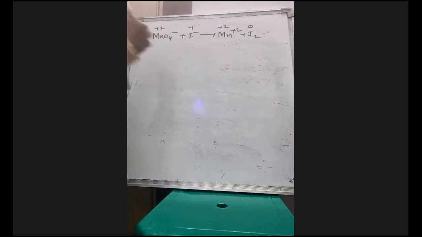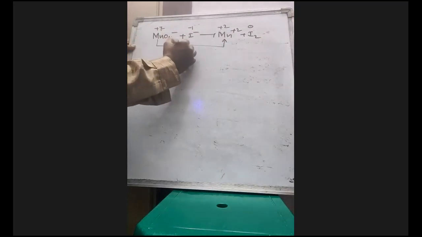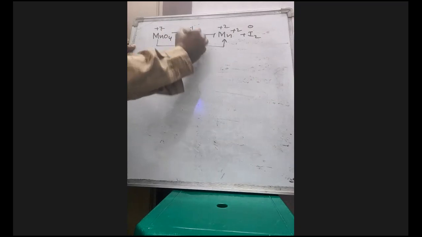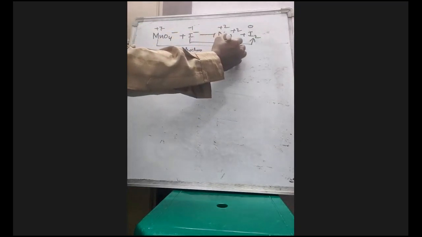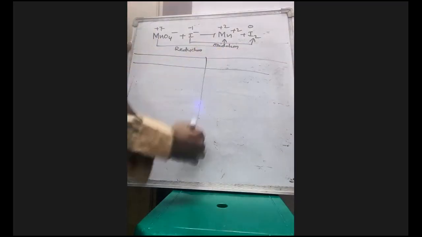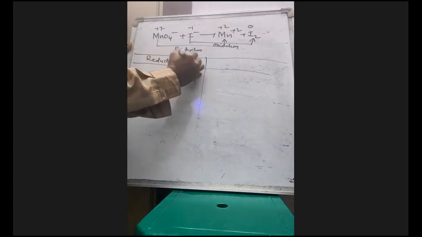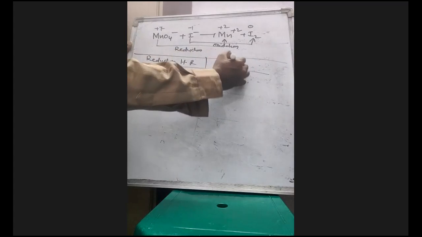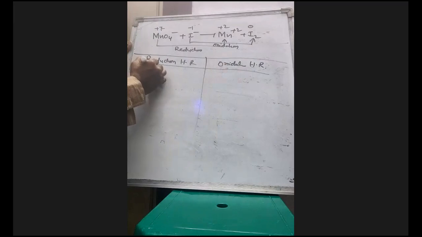Now see what happened. The oxidation state of manganese decreased from plus 7 to plus 2. That's why it is a reduction. Here the oxidation state increased from minus 1 to 0, so it is oxidation. Now split the reaction into the reduction half reaction and the oxidation half reaction.